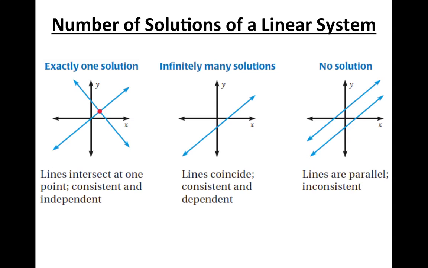Next, our last one is no solution, meaning when we solve it out for y, we have the same slope. So we'll have parallel lines because they'll never intersect. And we'll have inconsistent because it has no solution.